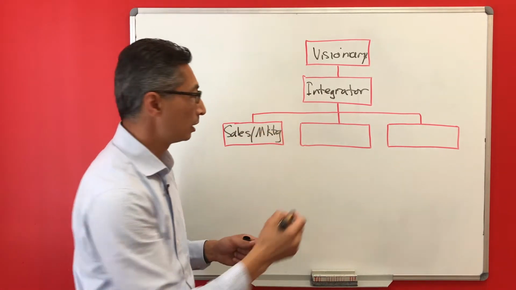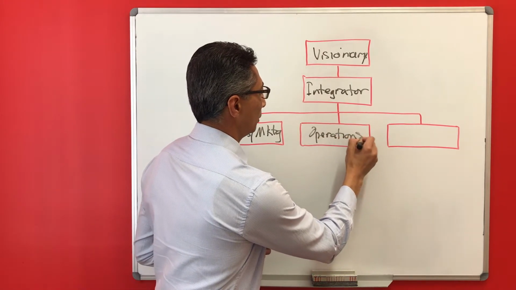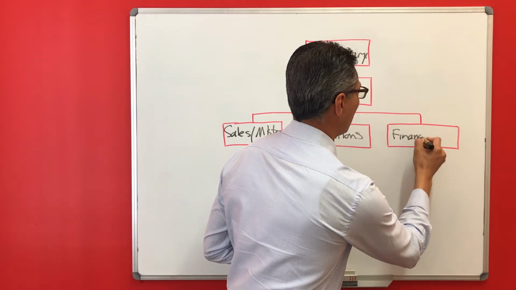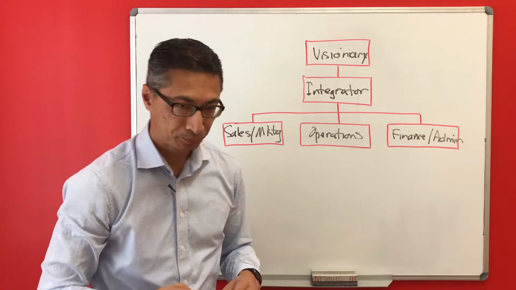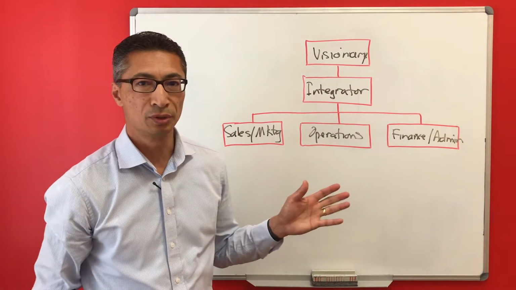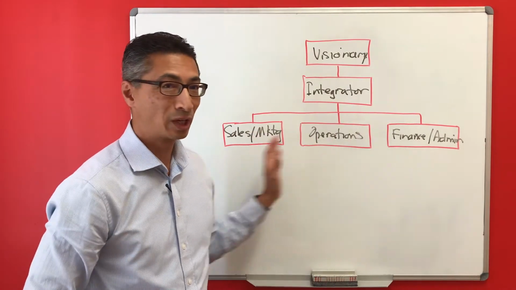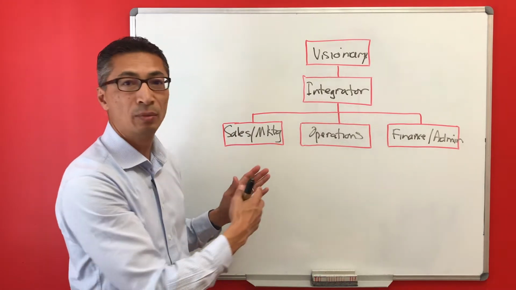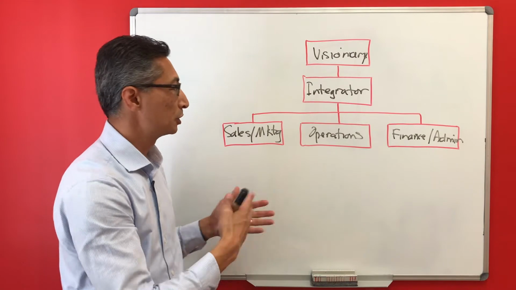So there's a sales and marketing role, operations, and finance and admin. Now, in some businesses, you might have one person filling all of these seats, or a couple of them, or in other larger businesses, these may split. You might end up having a separate sales role, a separate sales manager, and a separate marketing manager, for example.